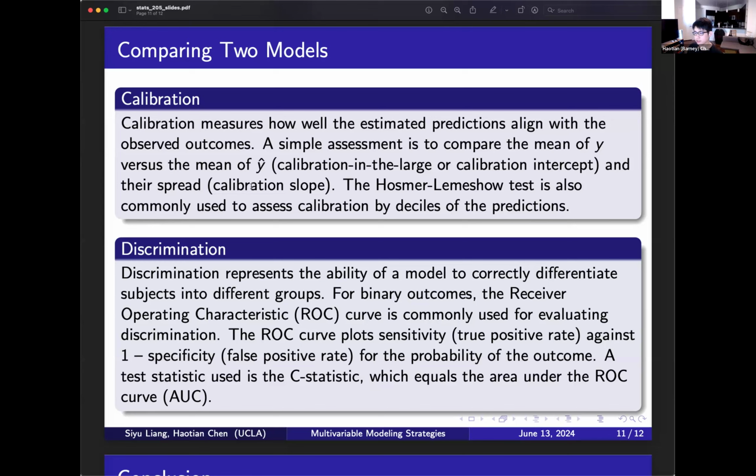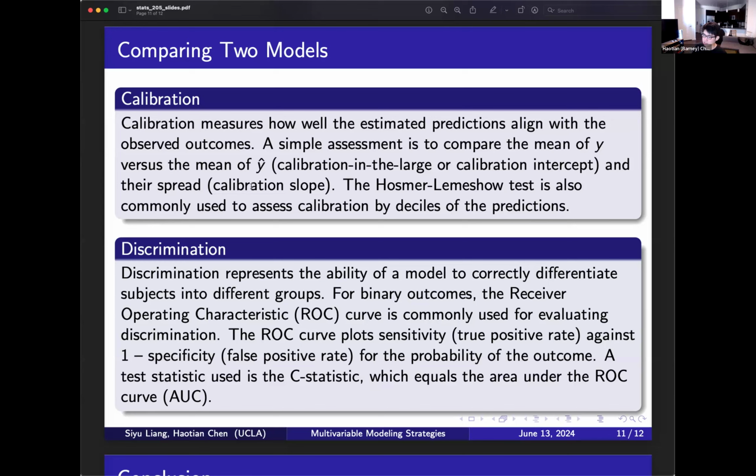Calibration first measures how well the estimated predictions align with the observed outcomes. A simple assessment is to plot y against y hat, and we can calculate the calibration intercept, which has the target value of 0, and the calibration slope. Another commonly used test is the Hosmer-Lemeshow test, which also assesses calibration, but it has some drawbacks and we don't recommend using it.